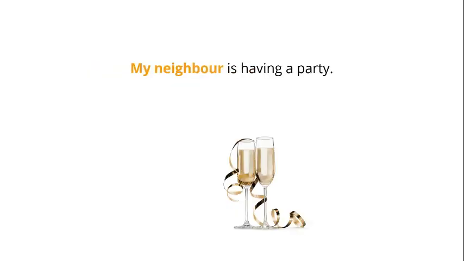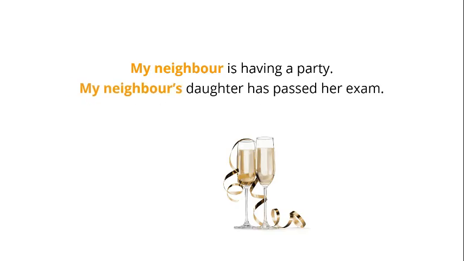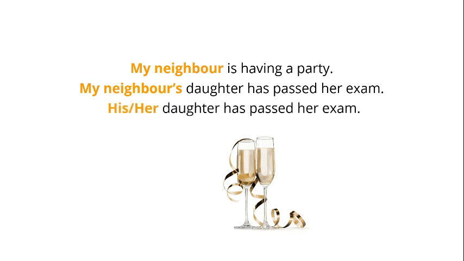Now here's a more complicated one. In this sentence I'm talking about my neighbour. My neighbour is having a party. In this sentence, my neighbour's daughter has passed her exam. Now, if I want to change my neighbour to a pronoun, I would say he is having a party or she is having a party. But the second sentence here, I've got my neighbour's as a possessive form. So I wouldn't say he or she. I would say his or her daughter has passed her exam.